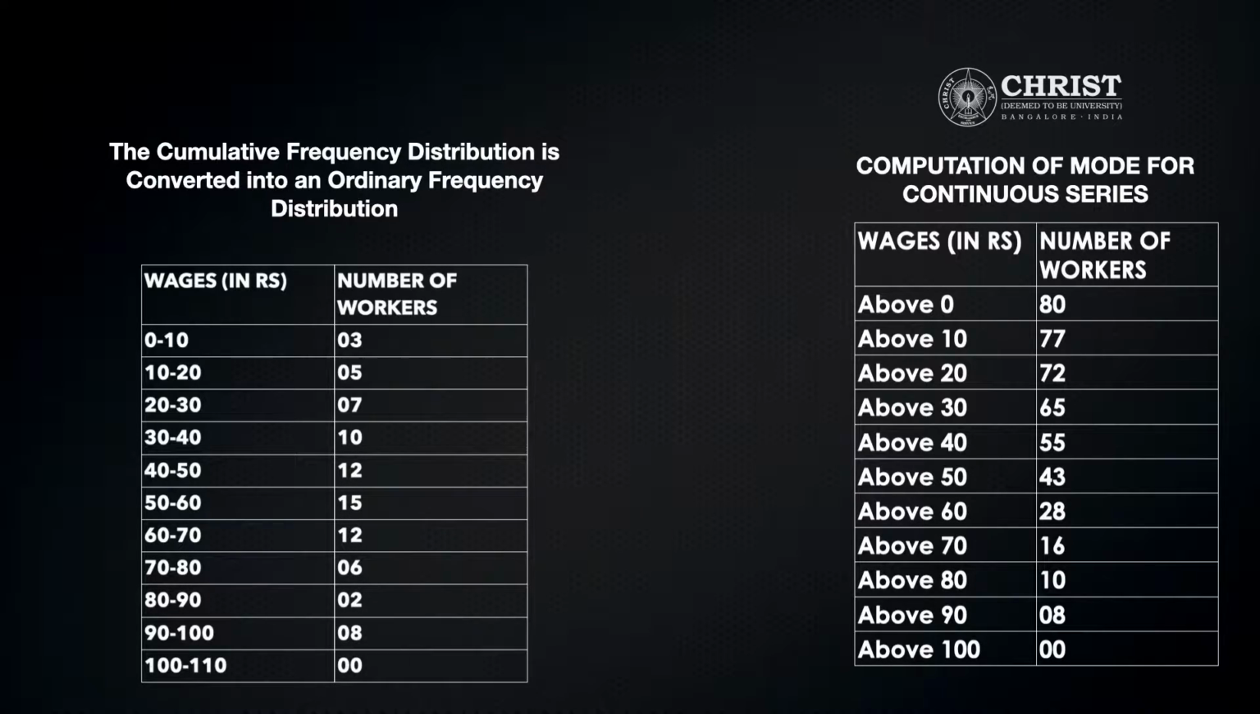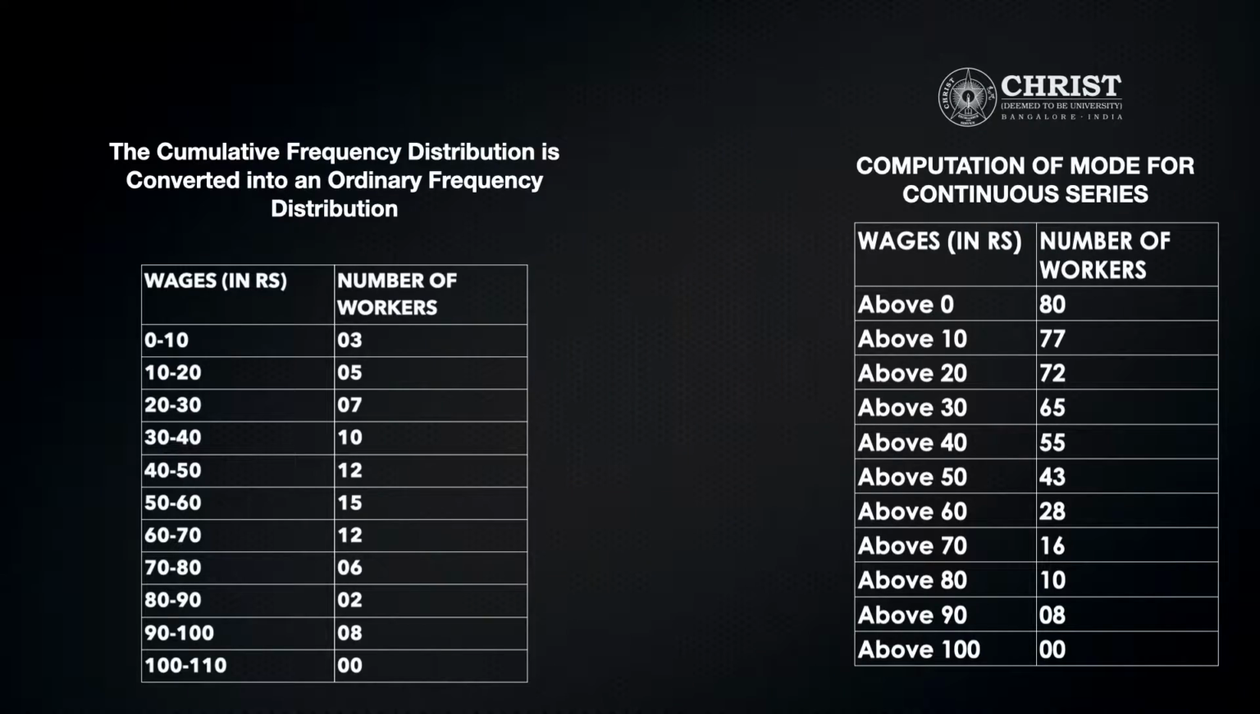So 10 to 20 is 5, 20 to 30, 7, 30 to 40, it's 10, 40 to 50, 12, 50 to 60, 15, 60 to 70, 12, 70 to 80, 80 to 90, 90 to 100, 8 and 100 to 110, 0. Now class interval is uniform and the data is arranged in the ascending order. So these are the two rules I told you, it's very important.